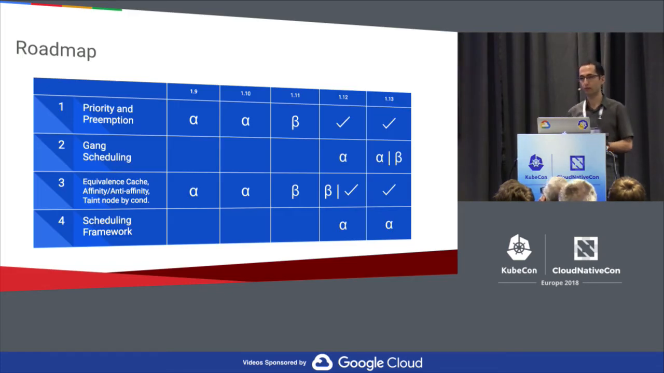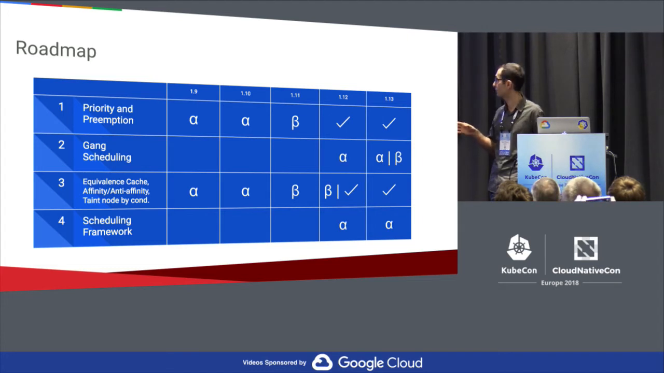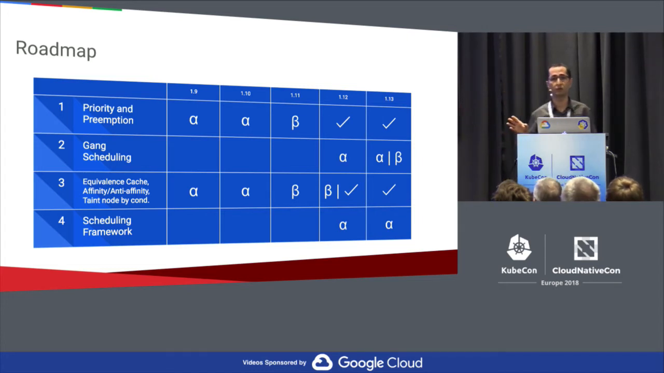And in terms of the roadmap ahead, priority and preemption has existed since 1.8. It is still an alpha feature in 1.10, which is the current release of the scheduler. We plan to move it to beta, which means it's going to be available and enabled by default in 1.11, and hopefully, if things go well, we can move it to GA in 1.12.